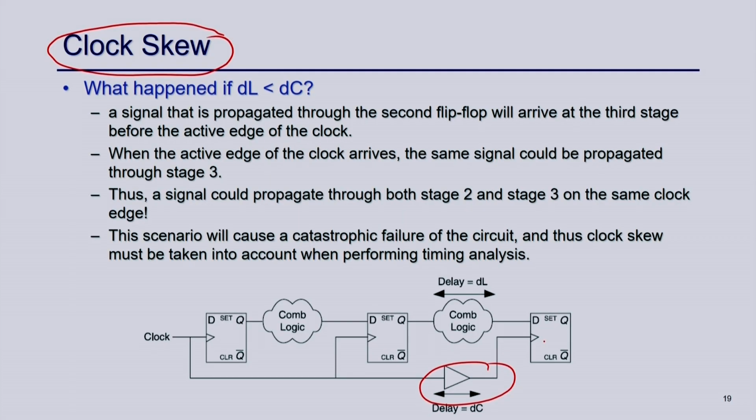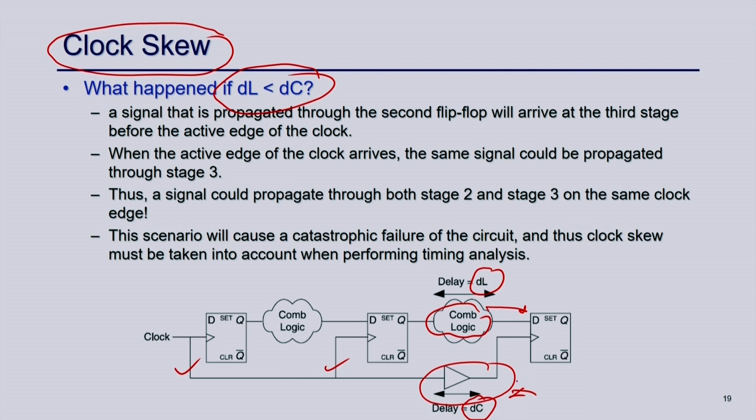Practically, suppose there are 3 registers in my design, and if the clocks are coming simultaneously, there is no problem. But suppose there is some delay in the clock, and obviously there is some combinational circuit between 2 registers. The delay of this combinational circuit is DL, the delay of this clock is DC, and DL is less than DC. That means the combinational circuit delay is less than the delay in the clock path, so the data arrives early, before the clock arrives.